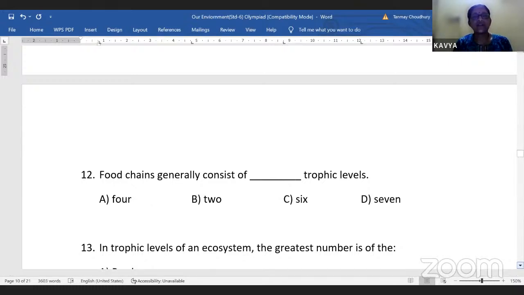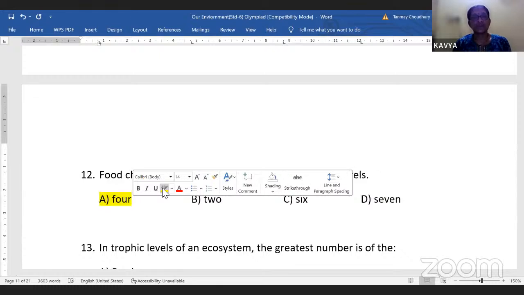Next, food chains generally consist of how many trophic levels? Any level of a food chain is known as a trophic level. The green plants form the first trophic level. Herbivores will form the second trophic level. So how many trophic levels will it have, minimum? It will have the producers, the primary consumers, the secondary consumers, and the decomposers. So minimum, there will be 4 trophic levels.